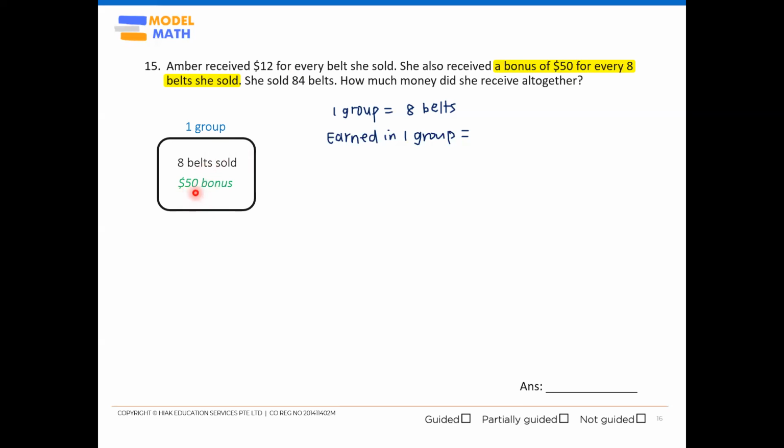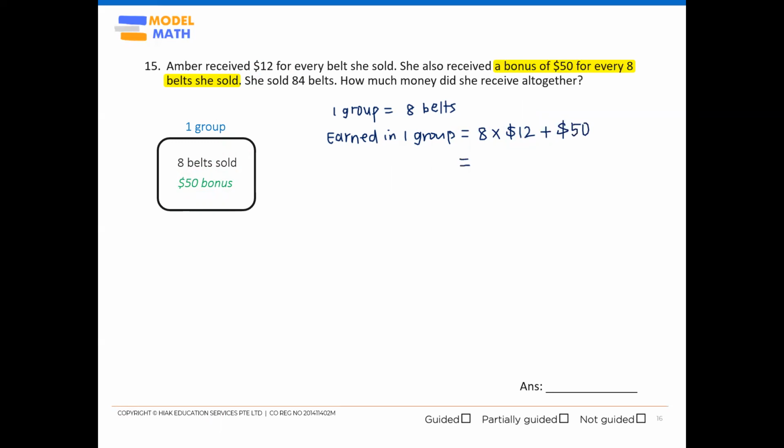Don't care about the bonus first. So 8 belts means 8 of the $12, right? I hope you can see it's 8 multiplied by $12. Now, but I'm not done yet. Although I earn 8 of the $12, because I managed to receive an extra bonus, that means from this earnings, I also need to plus $50. Agree with that?